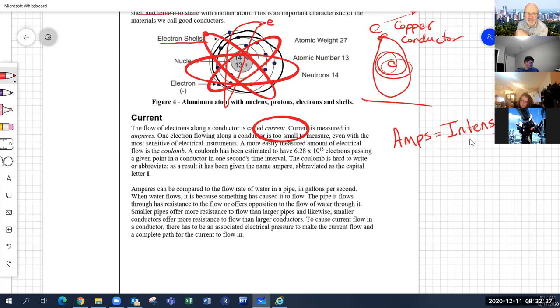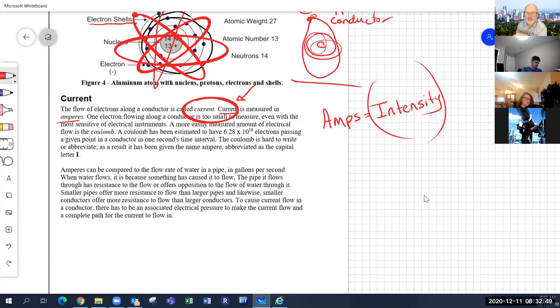Okay. So intensity or the current is the amount of electrons that are getting pushed down the conductor. And our conductors are mostly copper. Now, we measure this current in amps, and sometimes we call it intensity, okay? So it's three words in one. Current is equal to the amps, which is equal to the intensity. These are three words we use to describe the electron flow down a conductor.